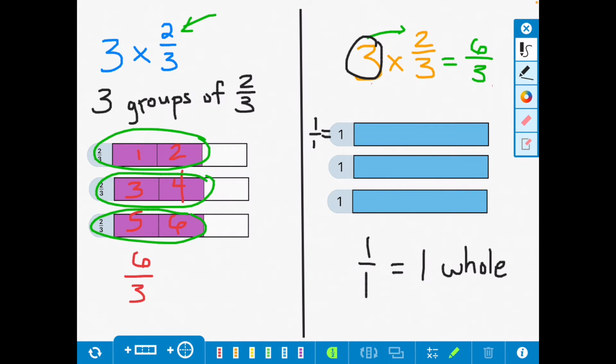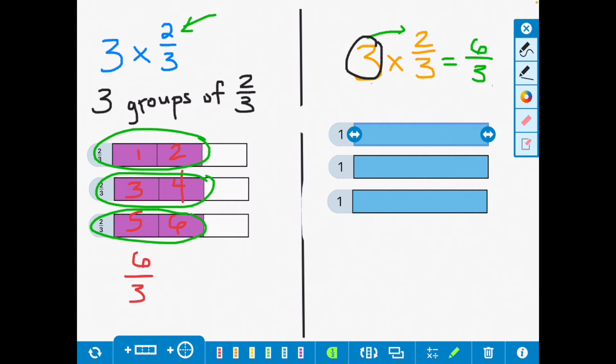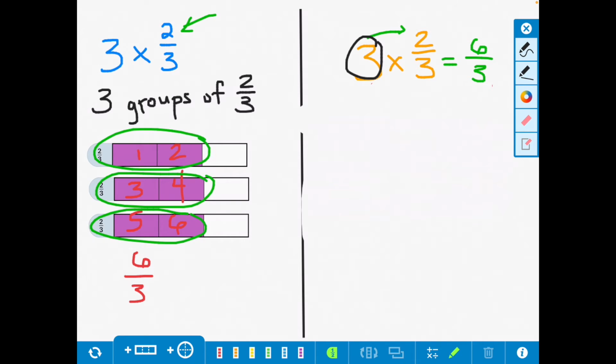All right, here's why this matters. Because if I have 3 wholes, I'm going to rewrite this one more time. Instead of writing 3 times 2/3, which is what you see above, I could change that number into 3 as a numerator and 1 as a denominator. All right, 3 on top of 1 is 3 wholes. It's not 3/1, it's 3 wholes times 2/3.